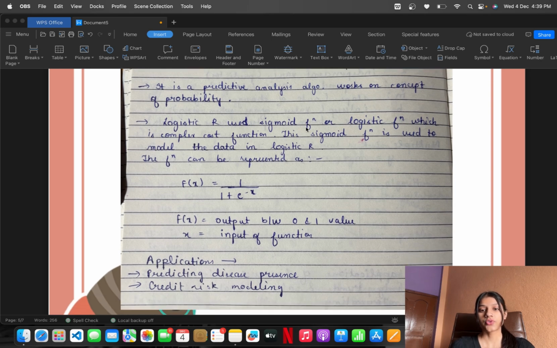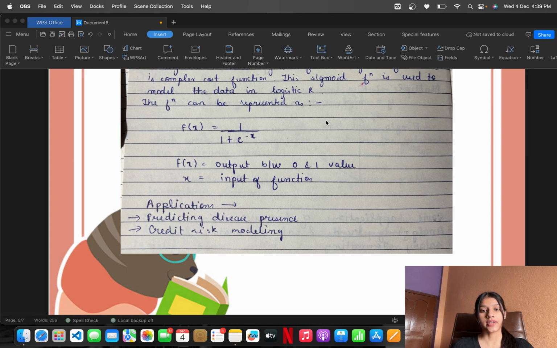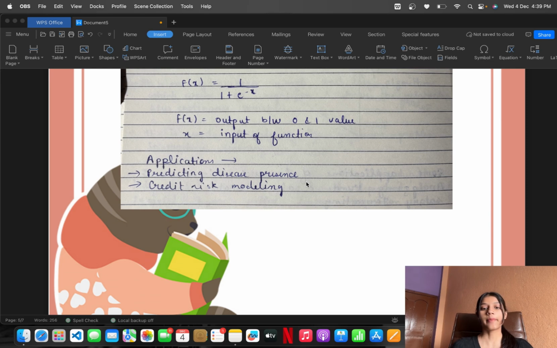Logistic regression uses a sigmoid function or logistic function, which is a complex cost function. This sigmoid function is used to model the data in logistic regression. The function can be represented as f(x) = 1 / (1 + e^(-x)), where f(x) is the output, a value between 0 and 1, and x is the input of the function. Now the applications of logistic regression are predicting disease presence and credit risk modeling. So this was about regression.